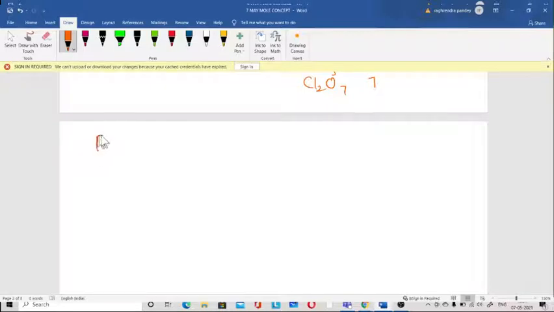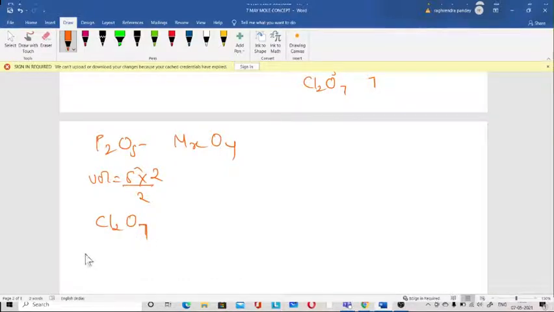So let's take P2O5, or I can write MXOY. So what is the valency of phosphorus? That is your 5. So valency is 5 into 2 divided by this 2, so it will come as 5. Chlorine valency is 7. So here valency is 7 into 2 divided by 2 here.